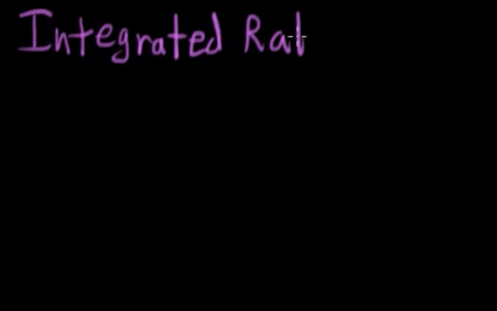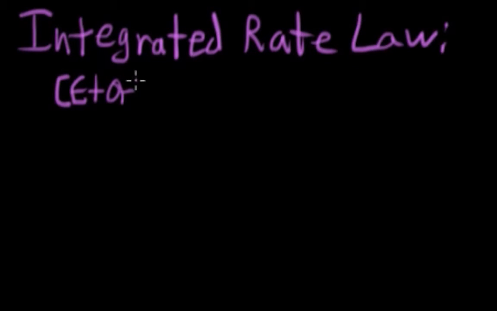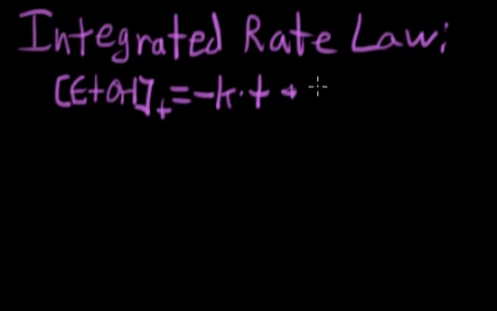The other rate law that we have is the integrated rate law. What the integrated rate law says is that the concentration of ethanol, ETOH, at some time t is equal to negative k, our rate constant, times the time t, plus the initial concentration of our reactant, ethanol. I denote that with a zero subscript on the concentration of ethanol.